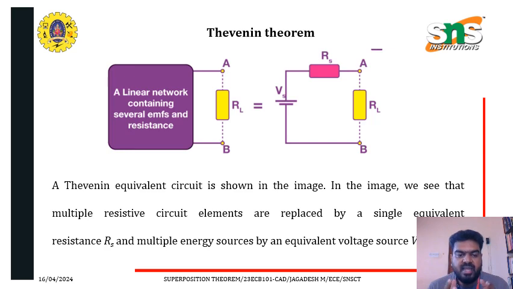In this image, we can see that the multiple resistive circuit elements are replaced by a single equivalent resistance (Rs) and multiple energy sources by an equivalent voltage Vs. So the Vs, the voltage source, is also called VTh, that is the Thevenin voltage, and Rs is called RTh or R equivalent. RTh means the Thevenin resistance, or R equivalent, which is nothing but the equivalent resistance.